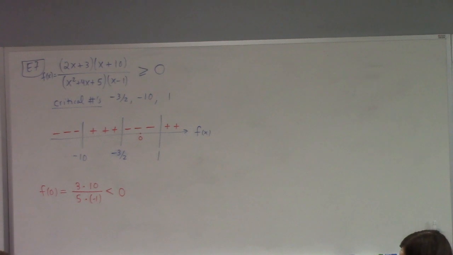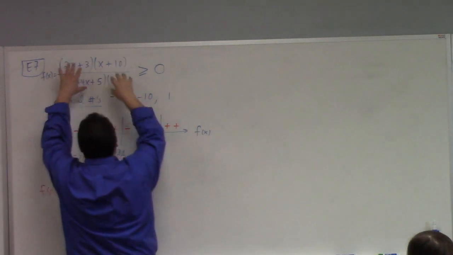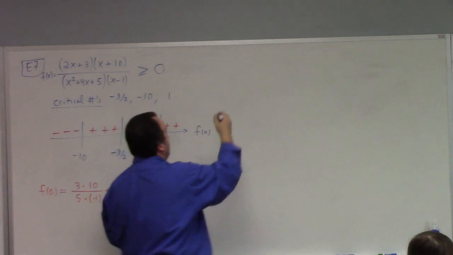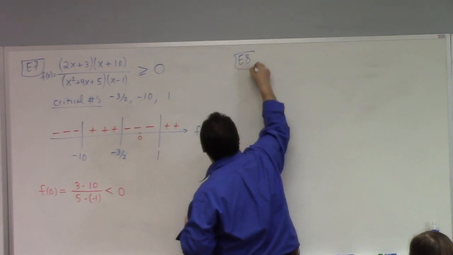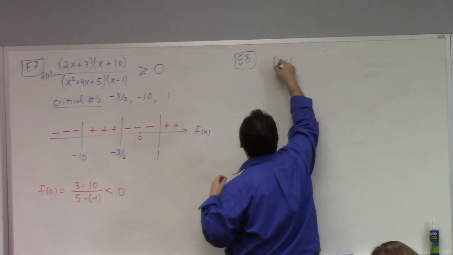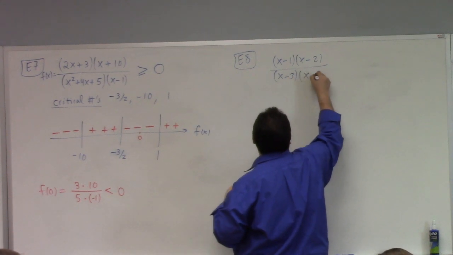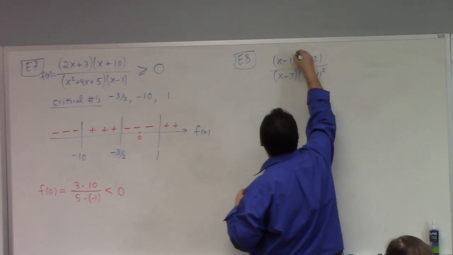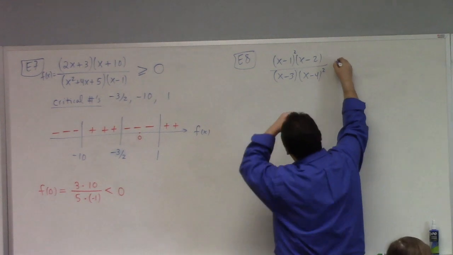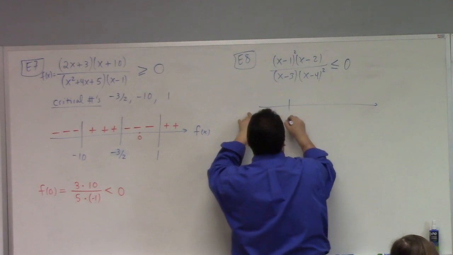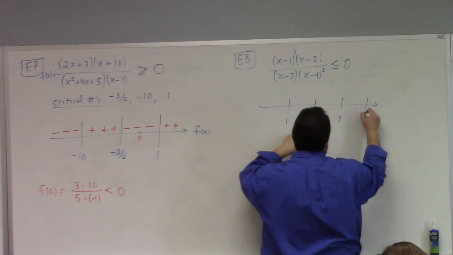And how did you know where to put the plus? Oh, well, because all of the factors are linear, we don't flip signs. It's best to answer your question with another example. If I had x minus 1, x minus 2 over x minus 3, x minus 4, and let's suppose we put a square on this one and this one. If I solve that for less than or equal to 0, my number line would have a 1, a 2, a 3, a 4.